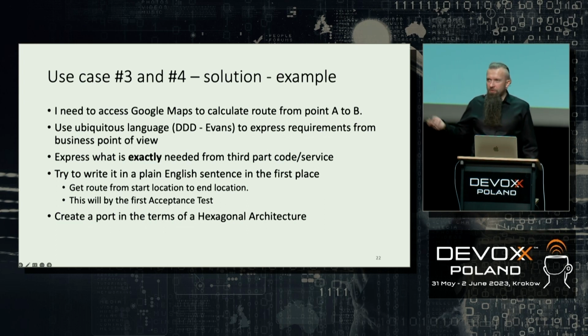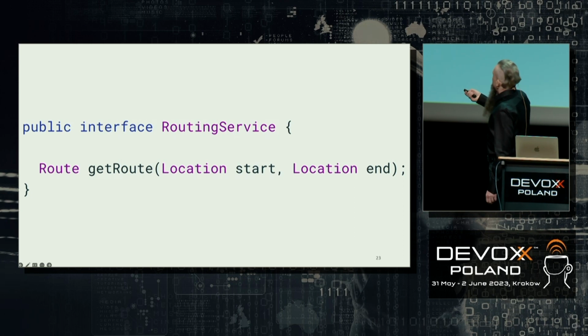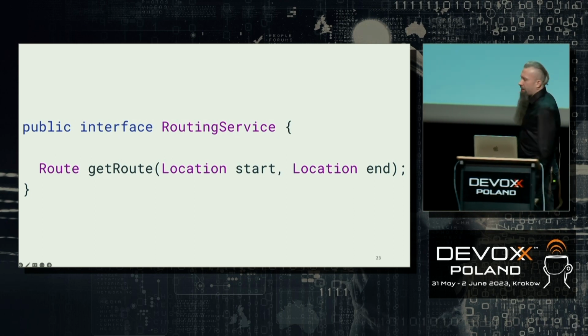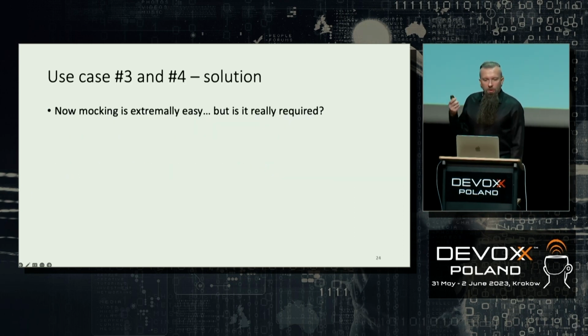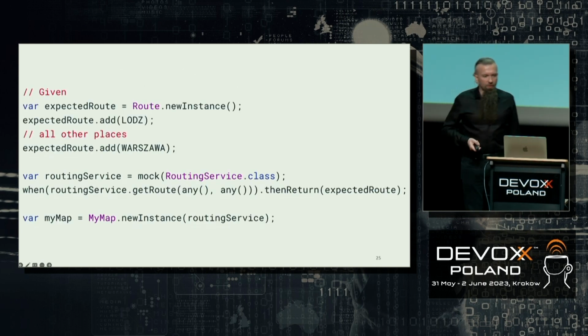Create a port in terms of the hexagonal architecture. In our case, it will simply be a routing service. It will return a route: get route from start location and end location. So now mocking is extremely easy, but is it even necessary or required?